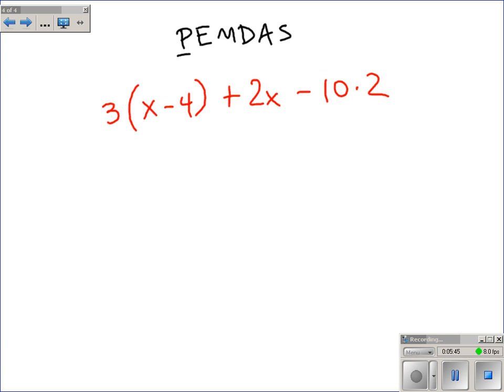Sorry. So what this parenthesis means is to multiply. And I'll come to that later on when I do the multiply step. The E is for exponents. There's nothing I can really do with exponents here. So the next thing I'll do is multiply and divide from left to right.